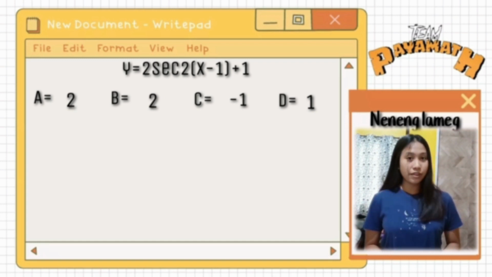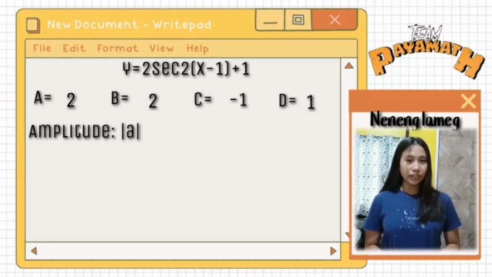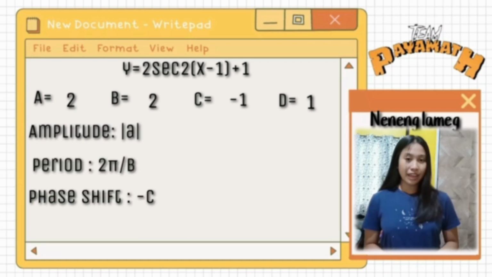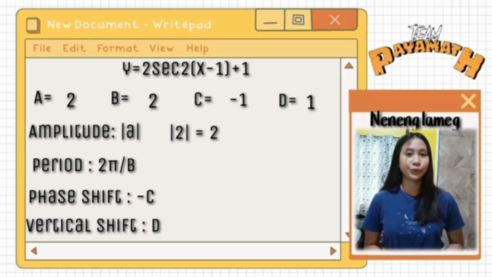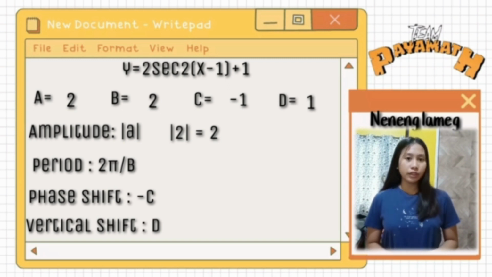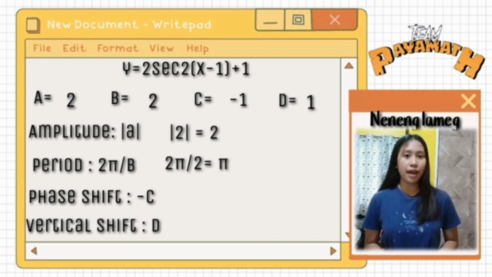After identifying the values of a, b, c, and d, we can now identify the amplitude, period, phase shift, and vertical shift. The amplitude is equal to the absolute value of a. Since our a is 2, our amplitude is 2. For the period, we have 2 pi over b. Substitute the given value of b, which is 2, and we will have 2 pi over 2. Cancel 2 over 2, and the final answer is pi.